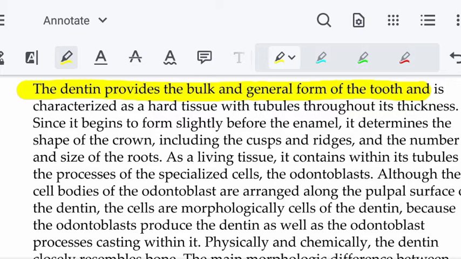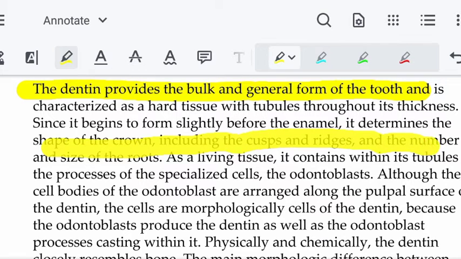Then, it begins slightly before the enamel. Slightly before the enamel, dentine is formed. It determines the shape of the crown, including the cusp and ridges, and the number and size of the roots. Dentine determines the shape of the crown, including cusp and ridges, and the number and size of the roots.